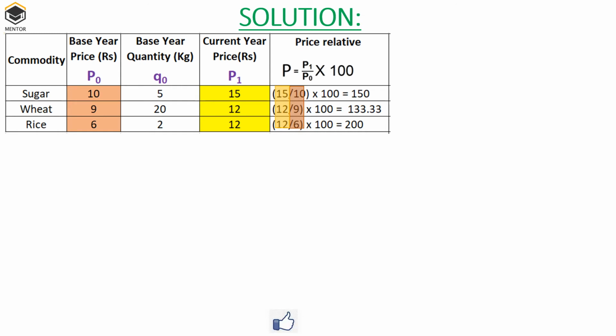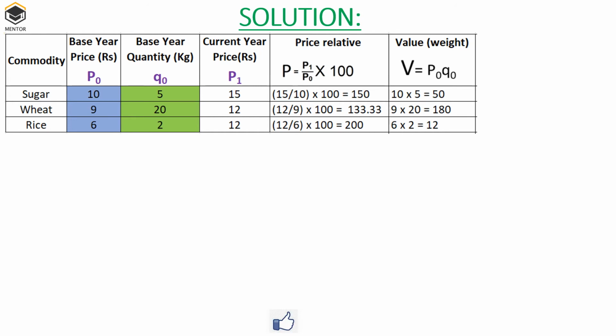Next what we have to find? We have to find the value. What is the value formula? Value is equal to P0 Q0. P0 I have highlighted with the blue color, Q0 I have highlighted with the green color. So the P0 value and the Q0 value, these two values I'm going to multiply. What are the values I am getting? The V values are 50, 80 and 12. So these are my weights of sugar, wheat and rice.